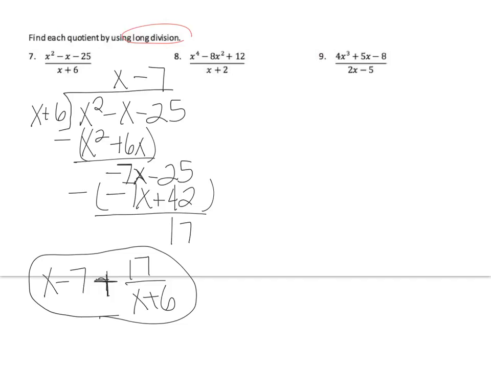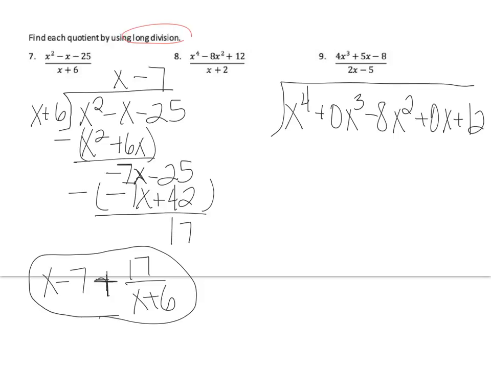Okay, number 8. X to the 4th, 0 x to the 3rd, x squared, 0x, 12. X plus 2. Oh, I'm so sorry. I did not leave enough room. So let's put it up here. X to the 3rd power. 2x to the 3rd power.